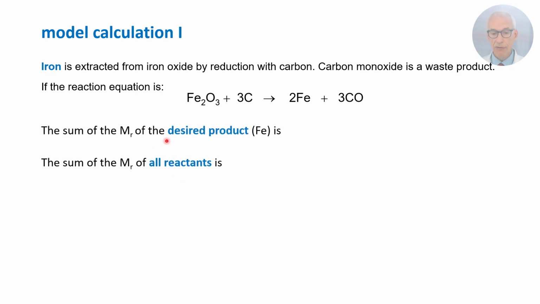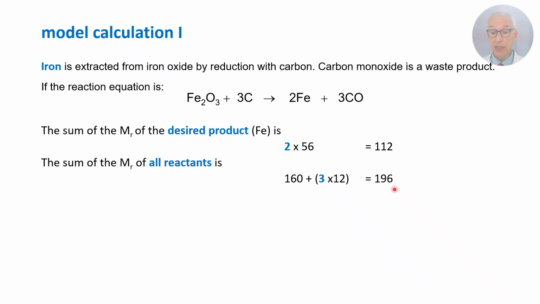Well, the sum of the relative molecular mass of the desired product is 2 times 56. The relative atomic mass of iron is 56, but we need to take into account all of the desired product, so we use the multiplier. 2 times 56 is 112. The sum of the relative molecular mass of all reactants, well, Fe2O3 comes to a relative molecular mass of 160. We've got 3 carbons, so 3 times 12. 160 plus 3 times 12 comes to 196.